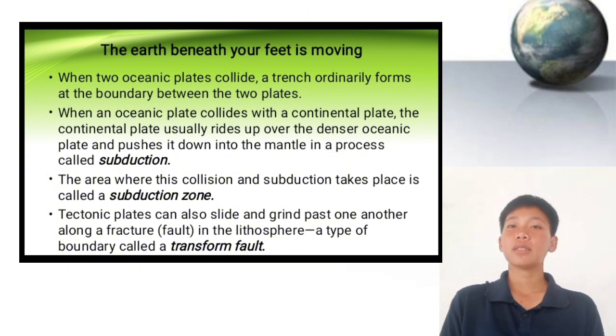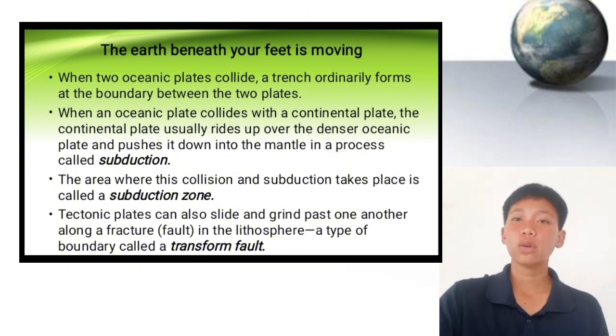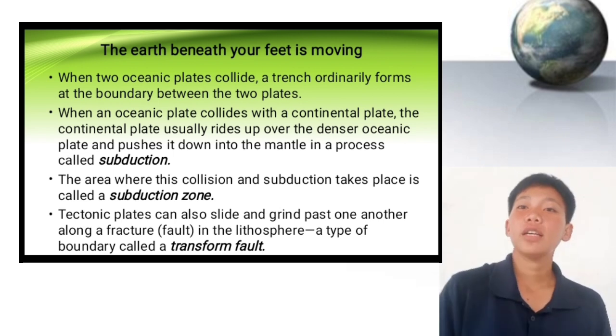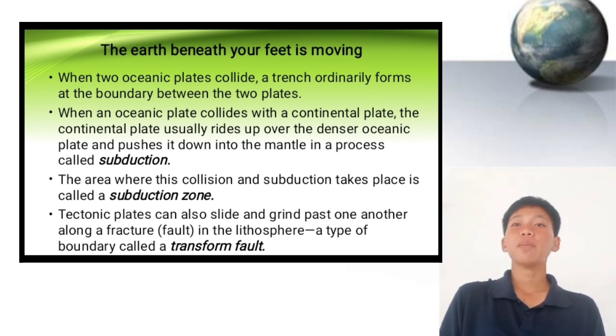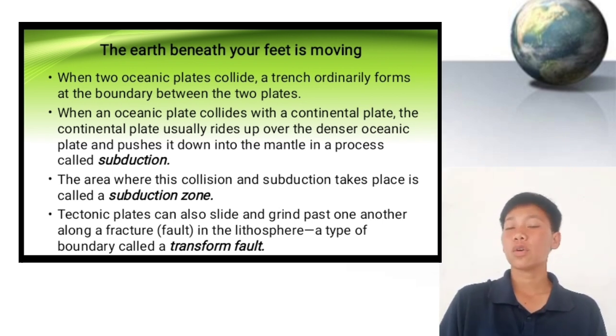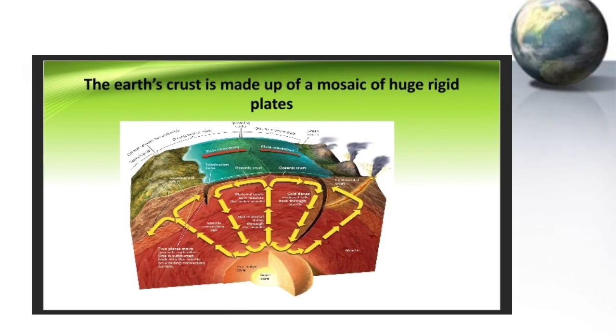Tectonic plates can also slide and grind past one another along a fracture or fault. In the lithosphere, this type of boundary is called a transform fault. So next, the Earth's crust is made up of a mosaic of huge rigid plates. As you can see, the image depicts the theory of plate tectonics, illustrating how the Earth's crust is divided into large, rigid plates that move and interact.